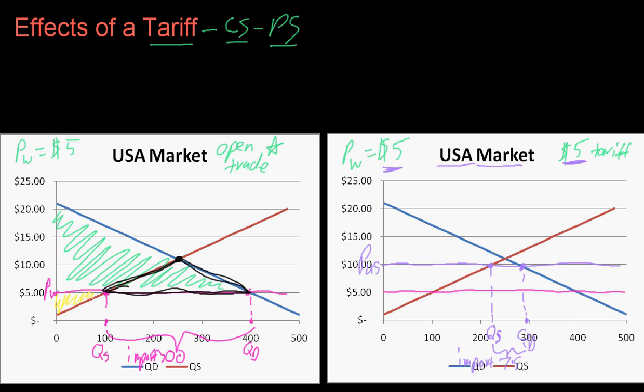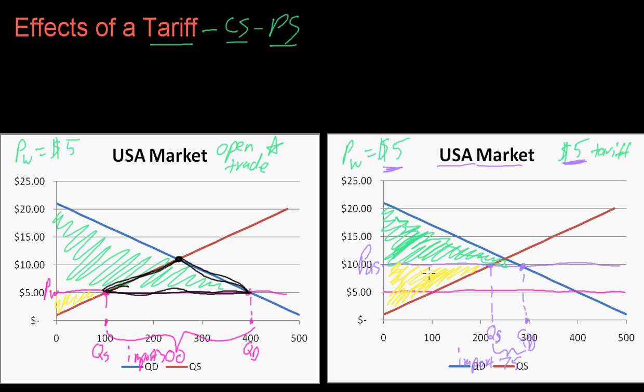When we go to look at our consumer surplus, the consumer only receives the area above the price line and below demand. So this is now our new consumer surplus in the US. And our producer surplus in the US is the area below price and above supply. So it's this triangle over here.